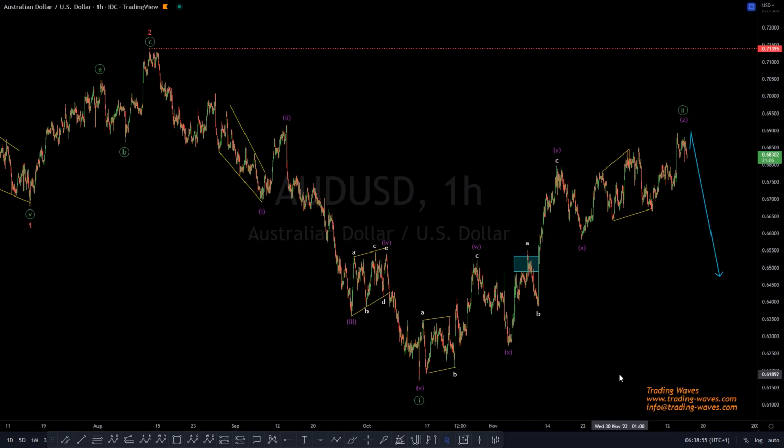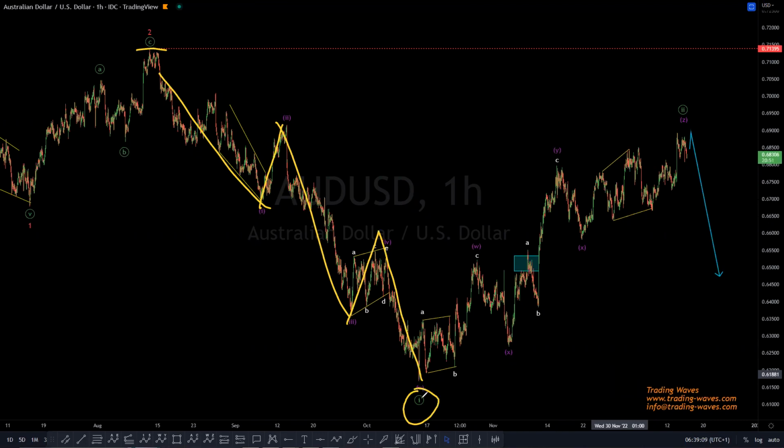Right, so in line with the view on your screen, which is on the 1 hourly currently, down from the peak of wave 2 in the red degree, we propose that this is wave 1 in purple, 2 in purple, 3 in purple, 4 and 5 in purple, within wave 1 in green of wave 3 in red, right?